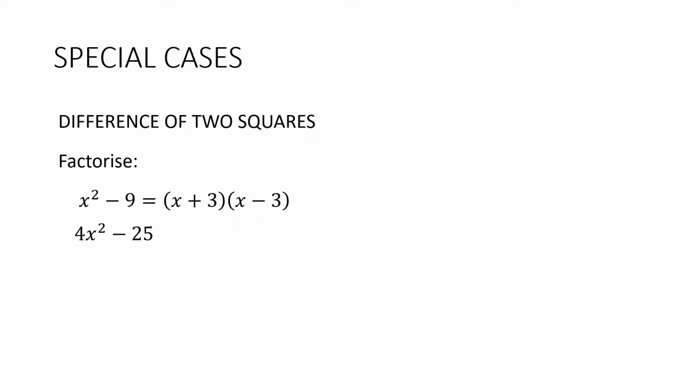See if you can do this one. So the square root of 4x squared is going to be 2x and 2x, and the square root of 25 is 5. So we want 2x plus 5, 2x minus 5.